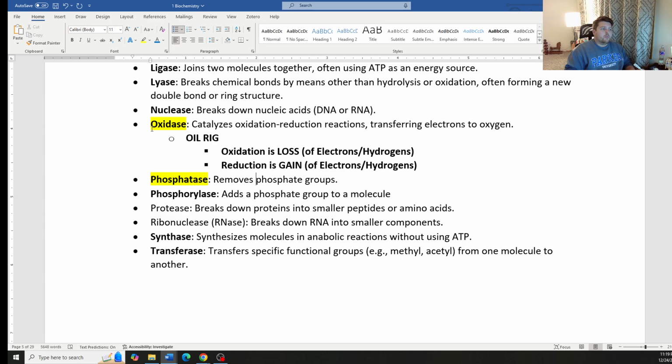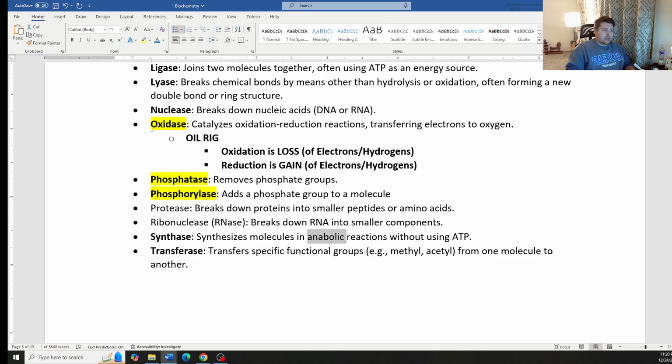Phosphatase removes the phosphate group. Phosphorylase adds a phosphate group to a molecule. Protease, this is breaking down proteins. A ribonuclease, breaking down RNA. Synthase synthesizes molecules. We'll call these anabolic reactions.